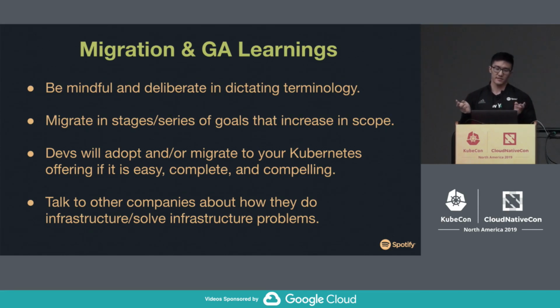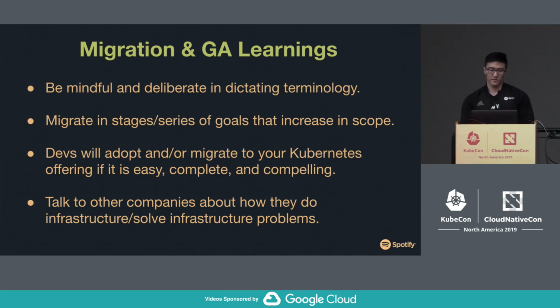Migrate in stages or a series of goals that increase in scope. As I mentioned, we definitely wanted to avoid a monolithic migration for this entire process. And by having a series of little migration stages that had different scopes, we were able to discover and deal with a lot of unknowns and hidden problems at a pretty controllable pace. We found out things at this stage, found out things at this stage, versus undergoing a waterfall monolithic migration and ending up with a lot of unknowns hitting us at once.